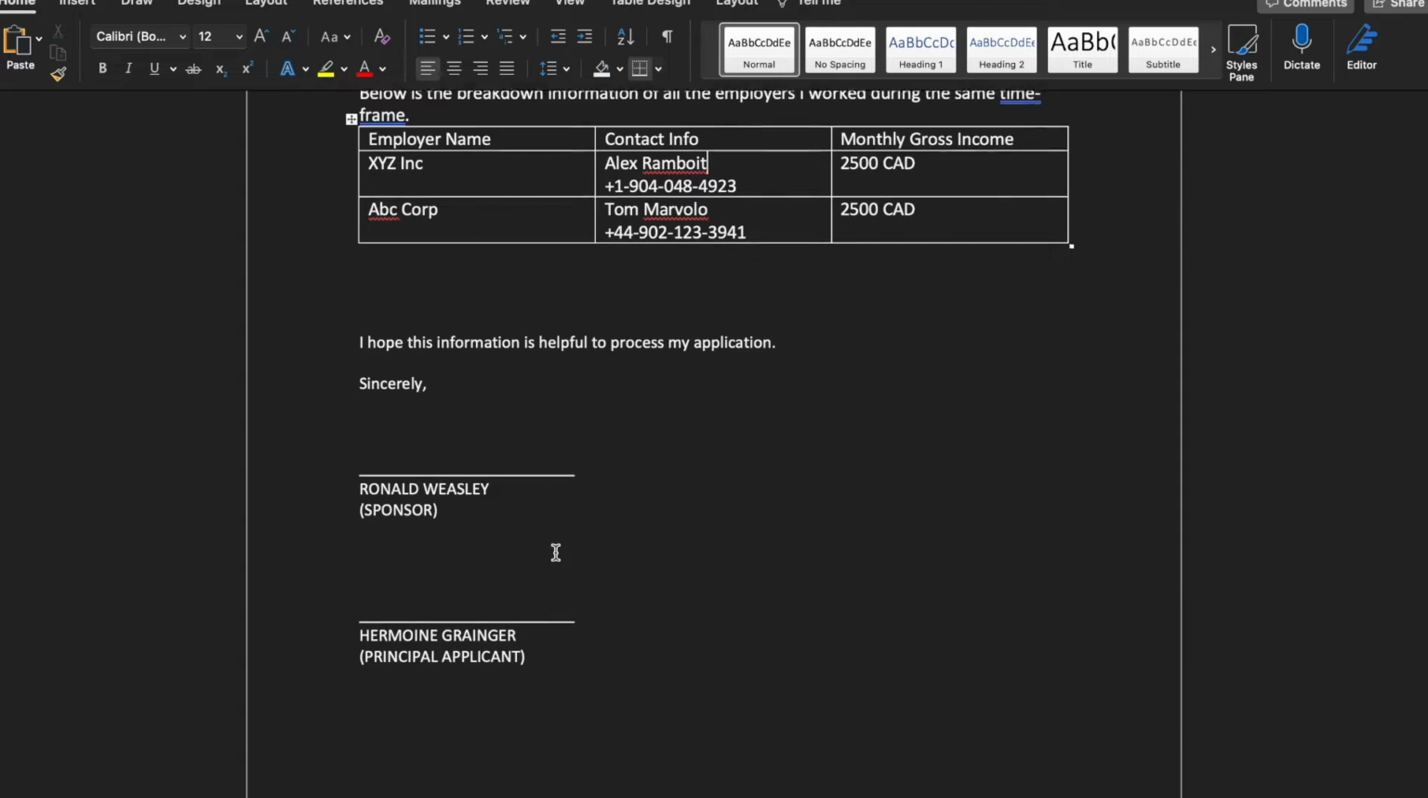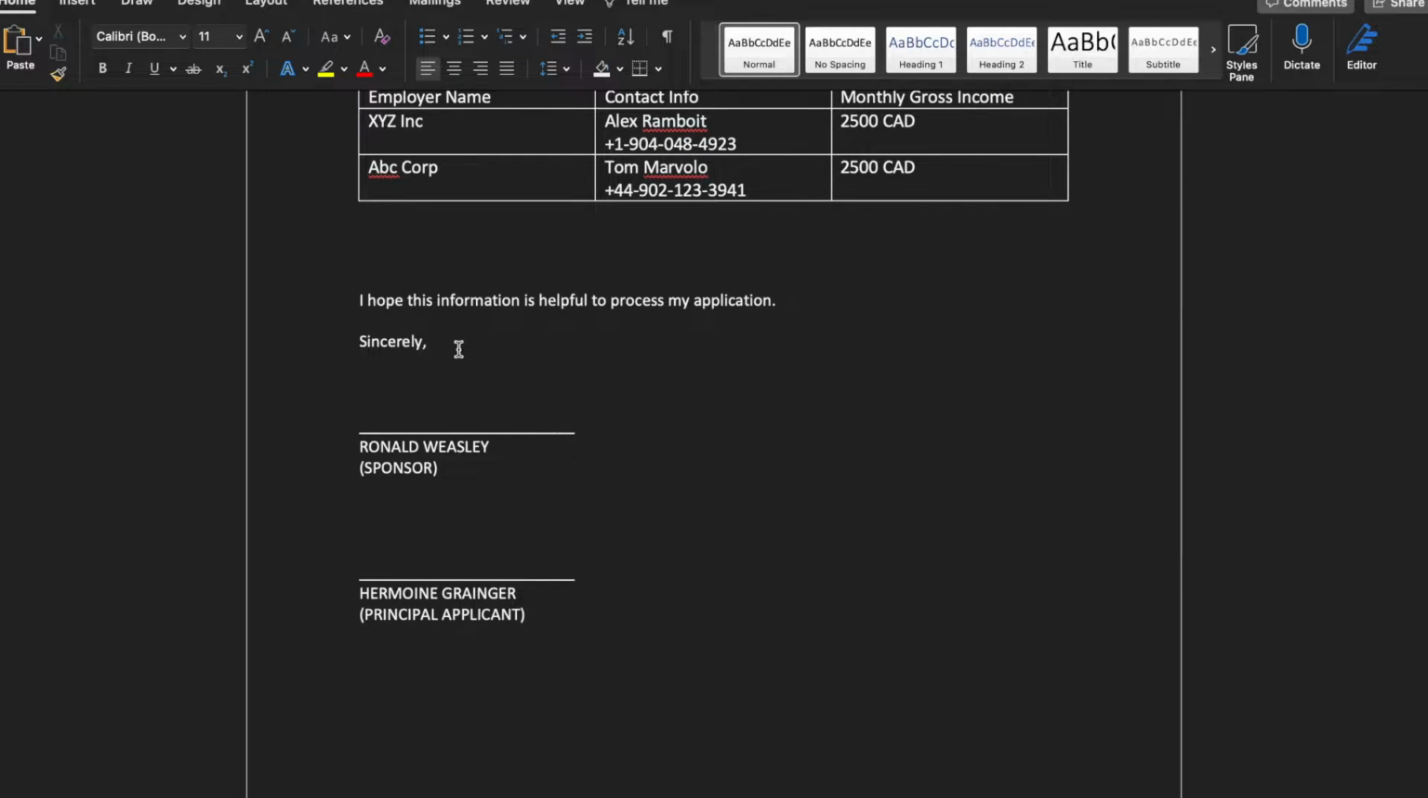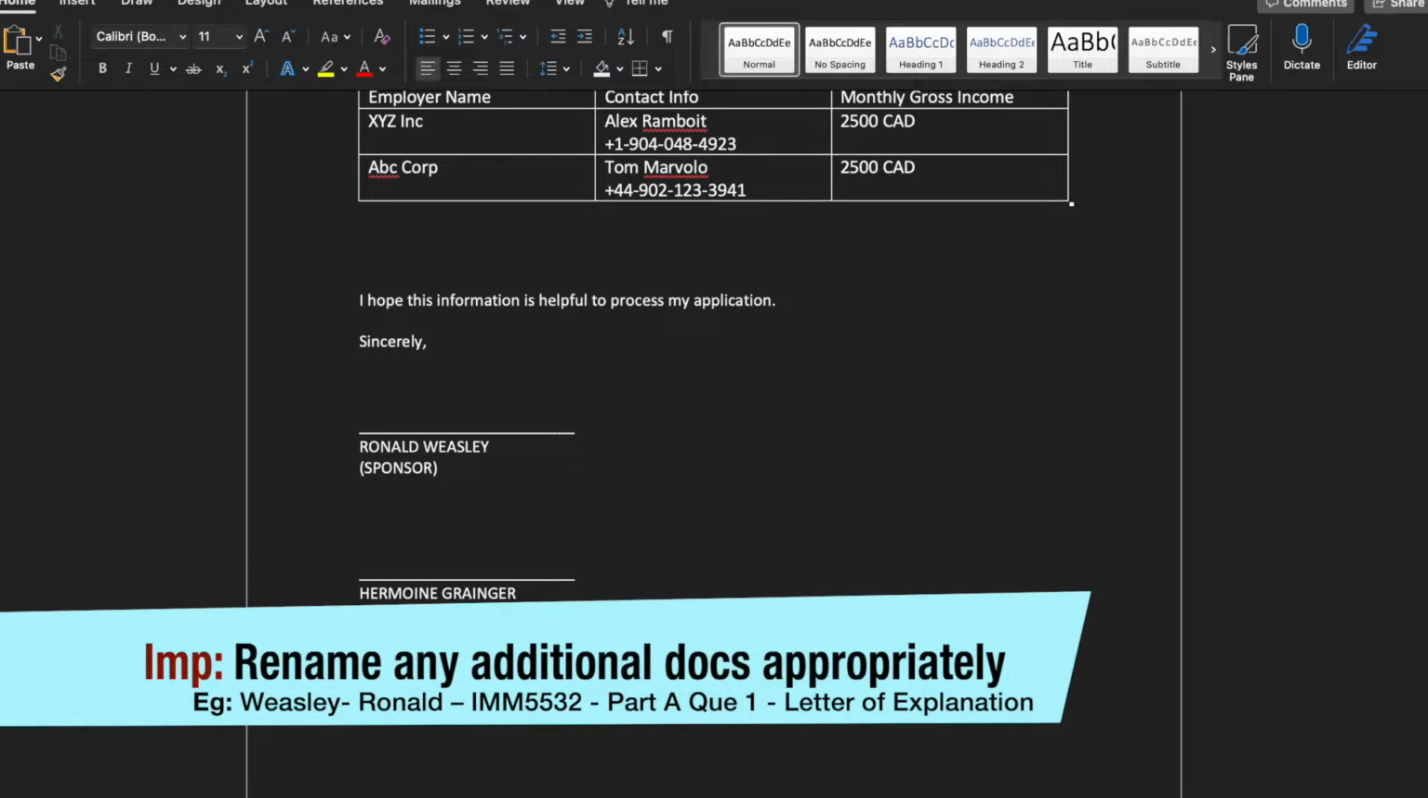Then you need to provide a signature. Typically this section and the question are relevant for the sponsor. But since the application is going to be signed by both the sponsor and the principal applicant towards the end, which is something that we will cover in Section C, it is best that you provide the signature of both these parties. I personally would recommend providing a hand-drawn signature on this particular letter of explanation and then attach it by giving an appropriate name. So you can name it as IMM 5532 letter of explanation Part A Question 1 and then attach it as an additional document in the online portal.